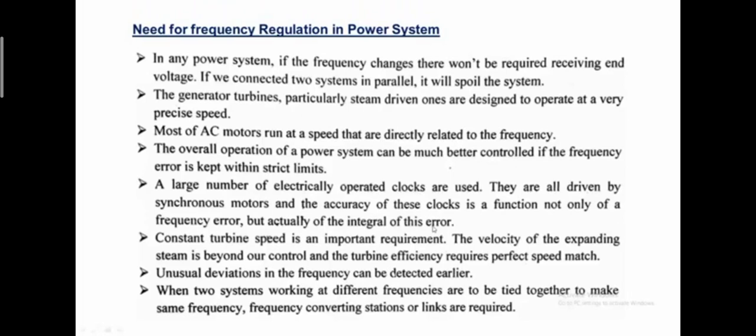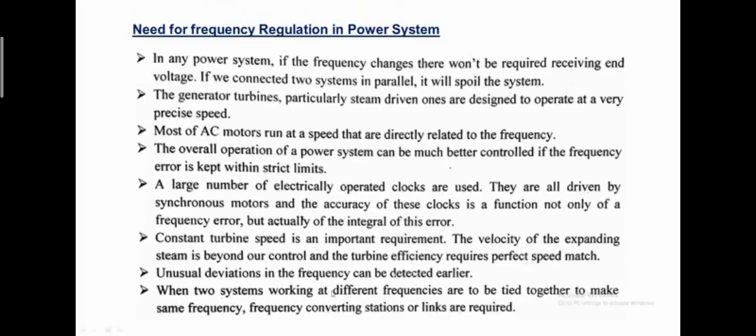Step by step, this integral builds up: after 1 hour the error value increases, then another hour, then another minute. Integrally, this value increases continuously, resulting in a large error in electrically operated clocks. For maintaining the frequency value constant, constant turbine speed arrangements are important. Then unusual deviations in frequency can be detected earlier.